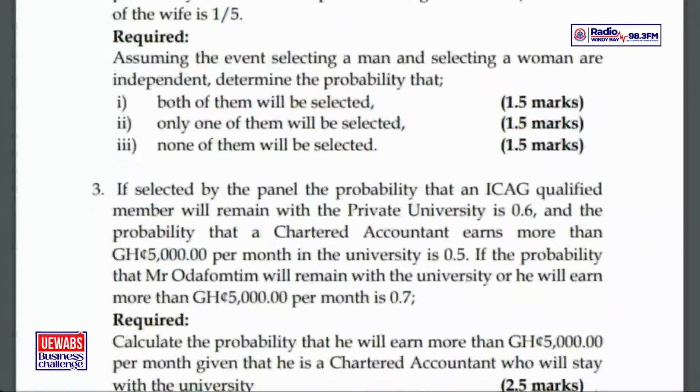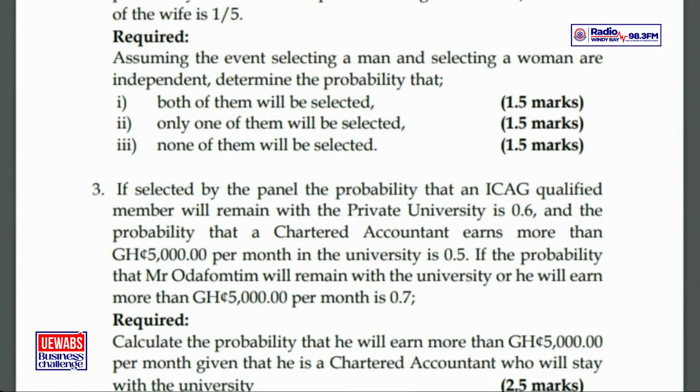Required: assuming the events of selecting a man and selecting a woman are independent, determine the probability that 1. Both of them will be selected, 2. Only one of them will be selected, and 3. None of them will be selected.